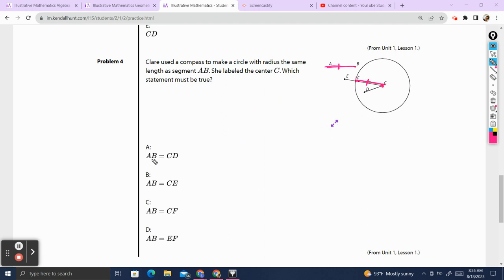Well, let's look at our statements. Must AB be equal to CD? We don't know anything about CD, so we can't say if that's true or not. Must AB be equal to CE? CE goes from here all the way out. So no, that's also not true. Must AB be equal to CF? Well, we have our segment that we said is the same as the radius. So yes, this looks like it's correct. But we always check all of our answer choices. D. Is AB equal to EF? AB, we don't know if it's equal to EF, so we cross it out.